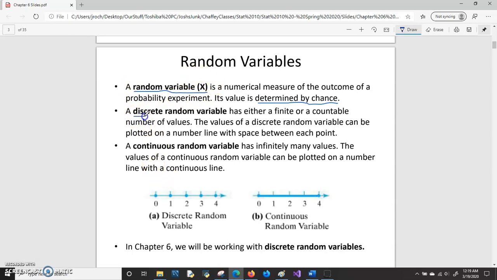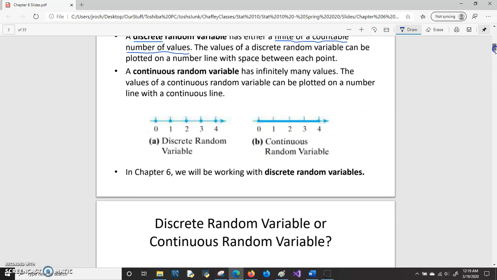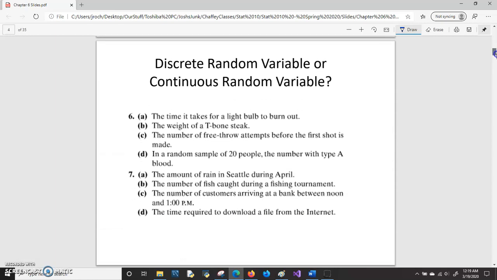Another term that comes up in this section is discrete. And discrete just means that your variable has a finite or countable number of values. Usually this means that the value can only be a whole number. Here are some examples of discrete variables versus the opposite, which would be continuous variables. And we want to identify which is which.